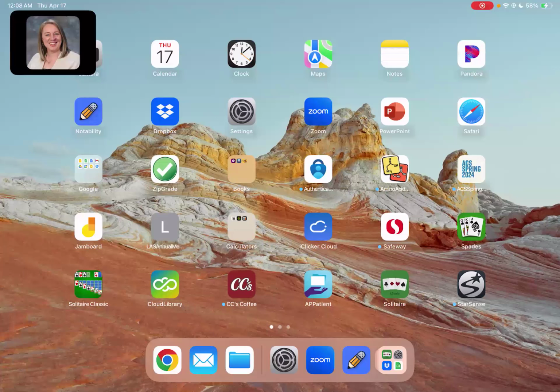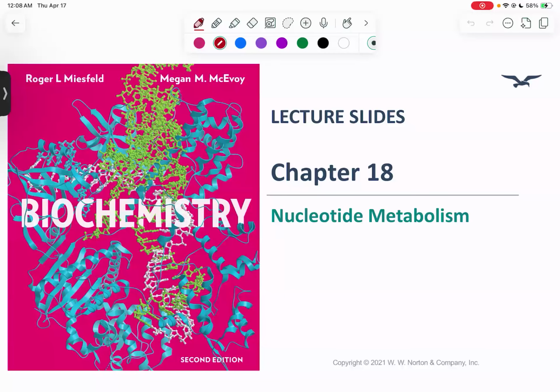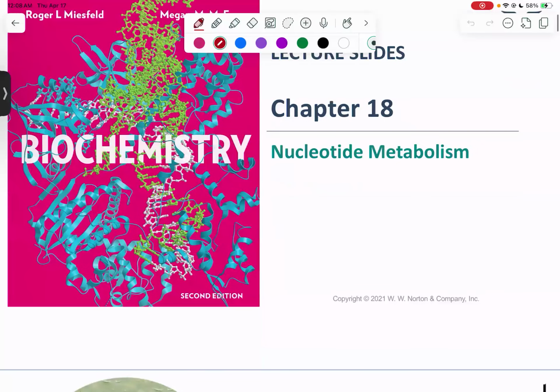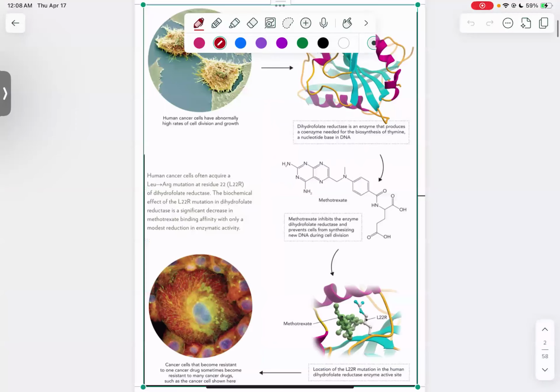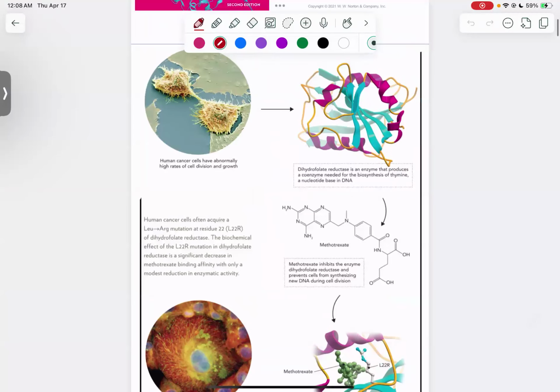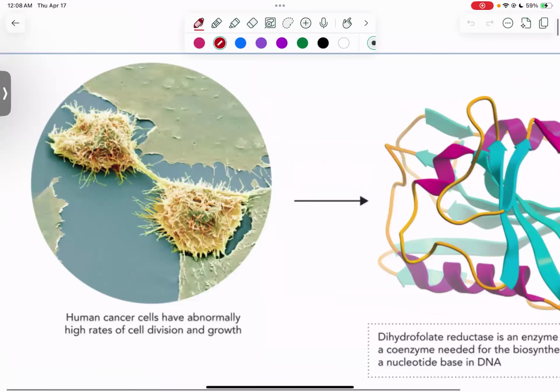All right. So we are going to talk now about nucleotide metabolism. So this is our last big biomolecule. I really like that your book starts these chapters off talking about practical applications. If you think about something that affects a huge number of our population, that would be cancer.